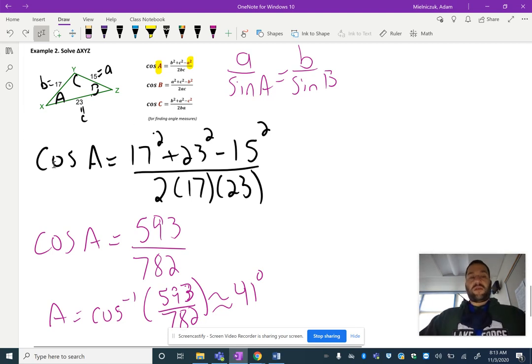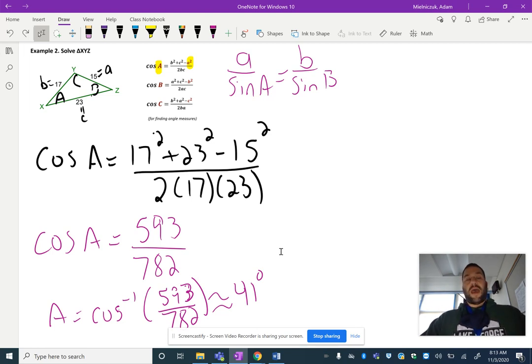From there, I said the cosine of A is equal to 17 squared plus 23 squared minus 15 squared over 2 times 17 times 23. When you simplify that, you get the cosine of A is equal to 593 over 782. But we want just A. So we take the inverse cosine of both sides to get, I think it came out to be 40.6, but I rounded to 41 degrees.